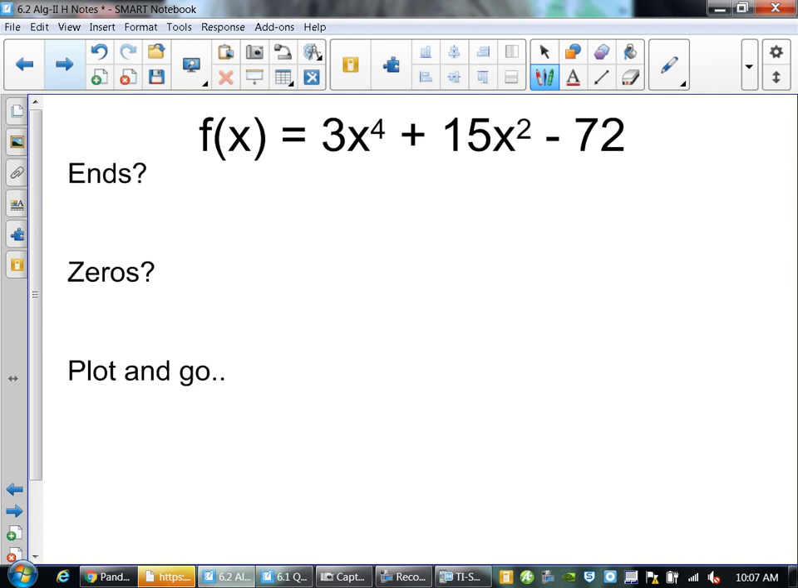When you have upper degree polynomials, in this case I have 3x to the 4th plus 15x squared minus 72.